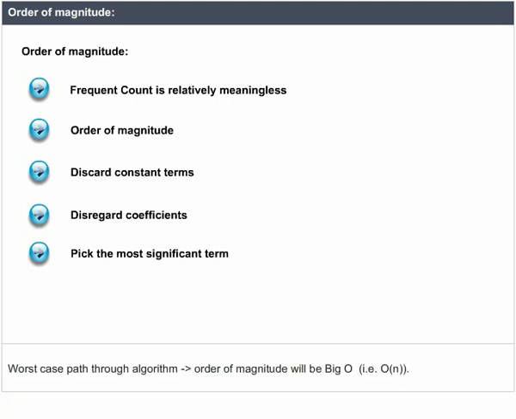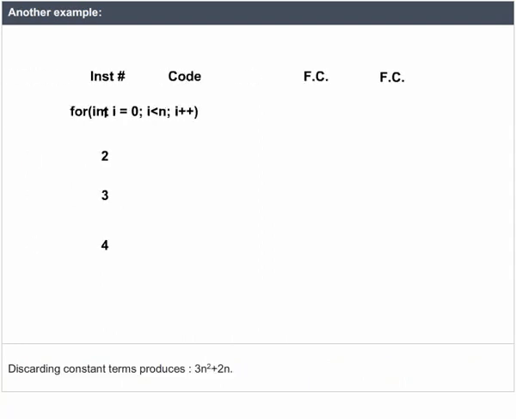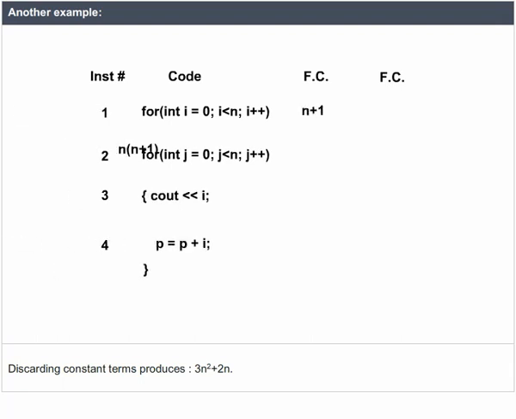The order of magnitude will be big O, that is, O of n. Another example. Discarding constant terms produces 3n square plus 2n. Clearing coefficients, n square plus n. Picking the most significant term, n square.